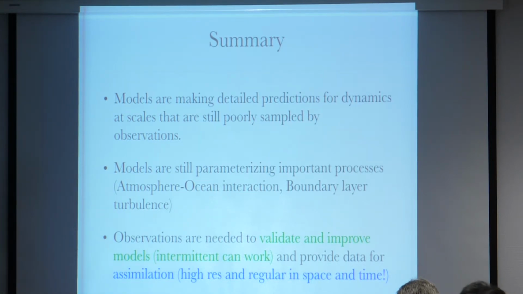So in summary, the point I wanted to make is that models have been driving the small scale field for a while. They're making predictions and they're running to a certain degree ahead of any observations. There's a lot of understanding about what the dynamics are at those scales. However, models are still parameterizing important parts of the physics. And so the biggest things that come to mind is they parameterize the turbulence in the boundary layers, and they parameterize important parts of the exchange between atmosphere and ocean.